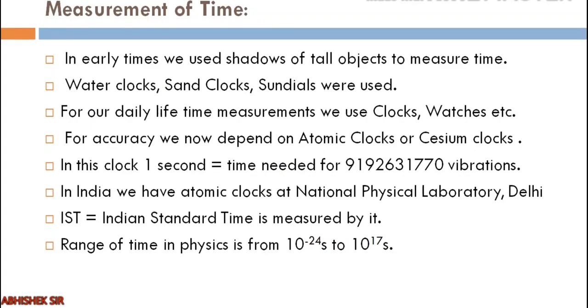Now in earlier times we used shadows of tall objects to measure the time. They were known as obelisks. Again after that we improved a little bit and made some clocks, but then again they were not accurate, like water clocks, sand clocks, sundials, they were used, but they were not very accurate, right? So these days what we are using is clocks and watches.